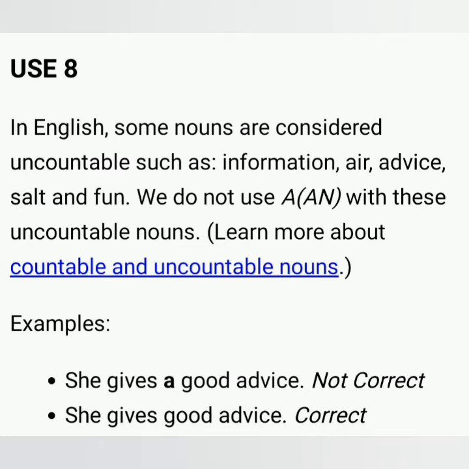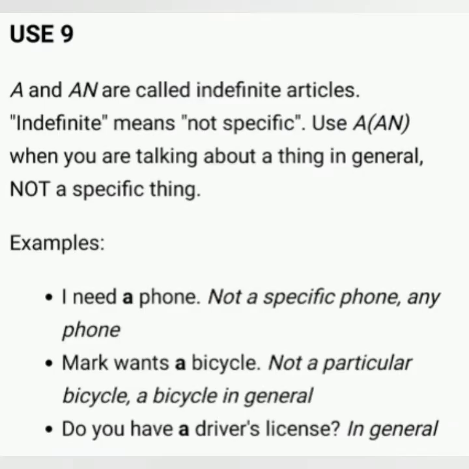So, we are omitting the article here. A and an are called indefinite articles. Indefinite means not specific. Use a or an when you are talking about a thing in general, not a specific thing. Example: "I need a phone." Here, not a specific phone, any phone. So here we are using a phone.